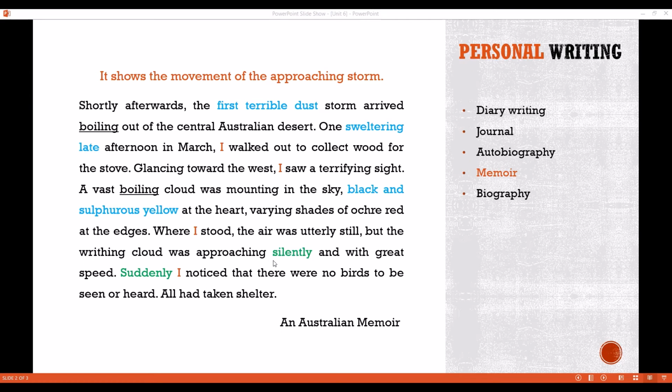What is silently? What are these green words? Describing a noun, we are using adjectives. If we are describing the verbs, we are using adverbs. For example, how the clouds were coming: they were coming silently. So these are adverbs. Okay, when I noticed, suddenly I noticed, it is an adverb. So you are just describing the verbs. Do you understand this thing?